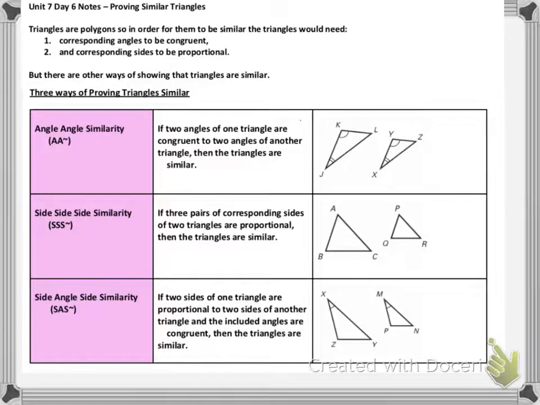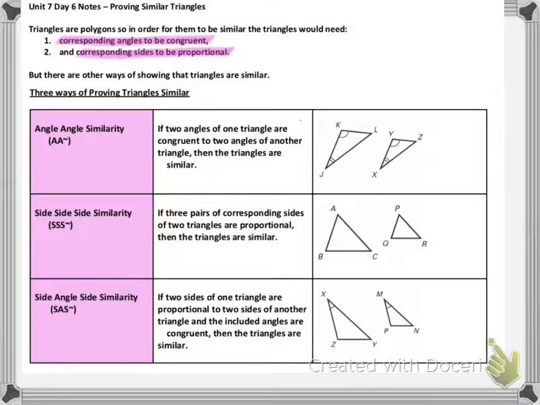Alright, so today we're going to prove that triangles are similar. So far when we're trying to go through and prove that two figures are similar, we have to show that all the corresponding angles are congruent and that all the corresponding sides need to be proportional, right? Well, doing that over and over and over gets to be a pain. So are there some shortcuts? Yes, there are. The first one is angle-angle similarity.